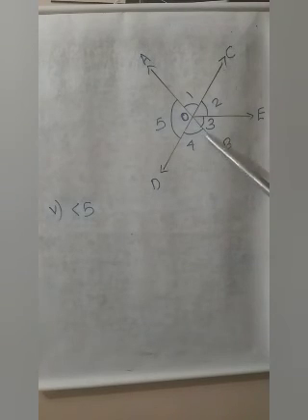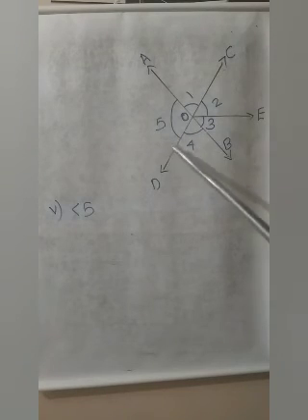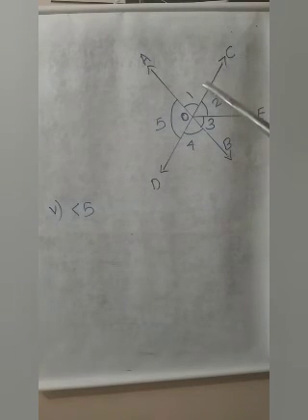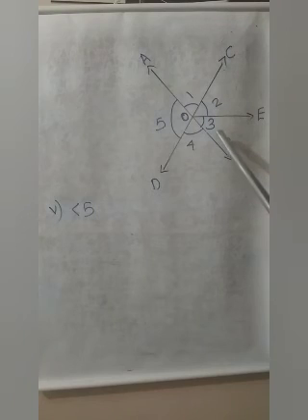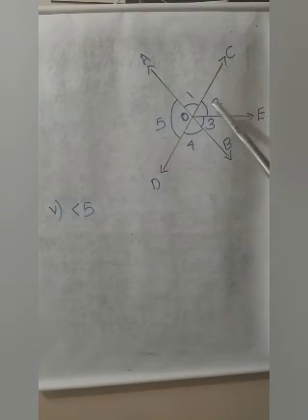So which are the 2 rays? OC and OB. So which is the angle between OC and OB? There are two angles. Which are they? Angle 2 and angle 3. So angle 5 means it is the sum of what? This angle 2 and angle 3. So the vertically opposite angle of angle 5 is angle 2 plus angle 3.